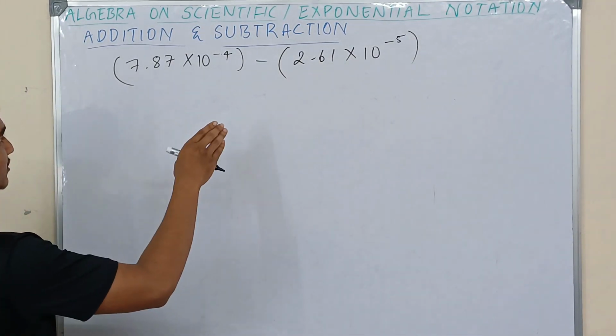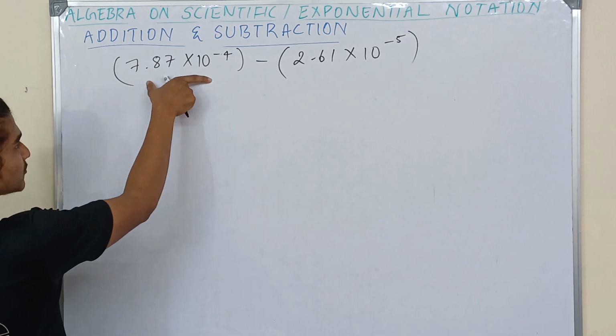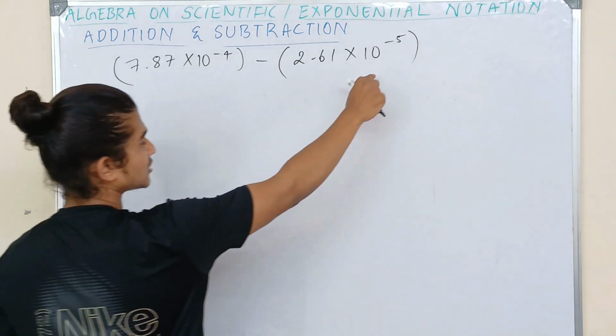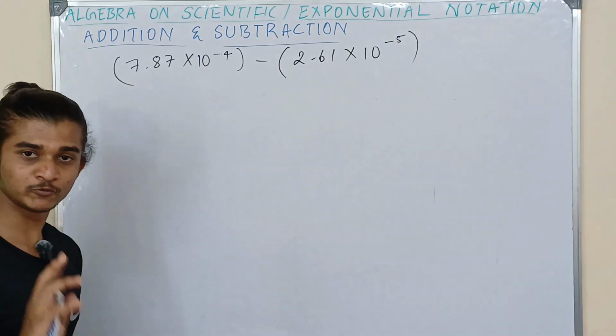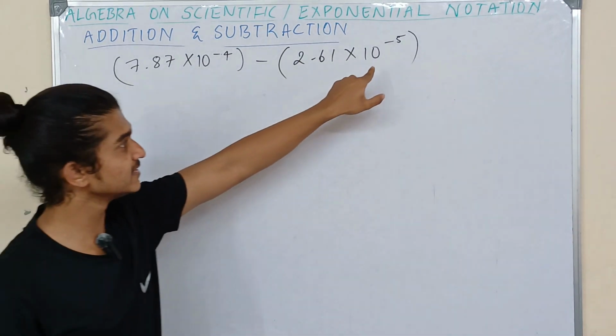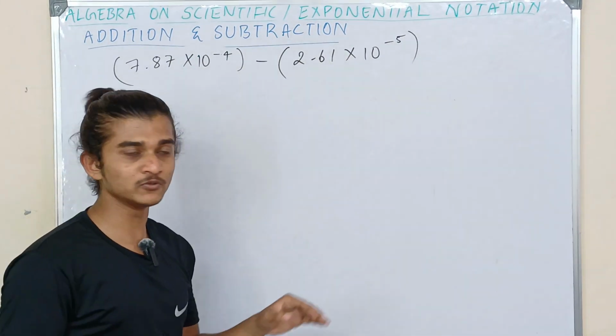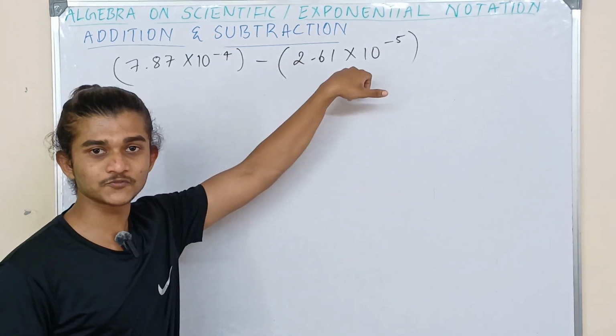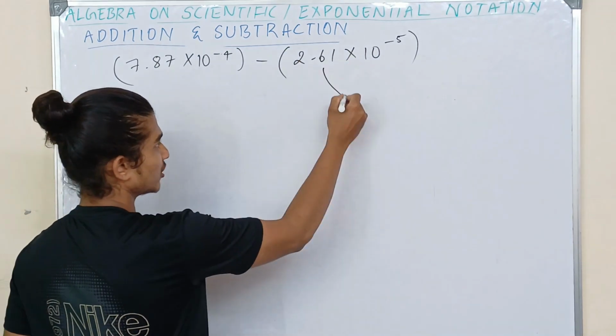As you can see from the question itself, in this particular exponent you have 10 to the power minus 4, whereas for this you have 10 to the power minus 5. So you have two options. Either you could decrease this to 10 to the power minus 5 or you can increase this to 10 to the power minus 4. Since it's easier to increase it to 10 to the power minus 4, I'm going to select this and modify it.